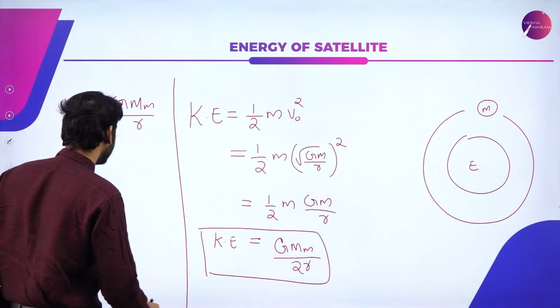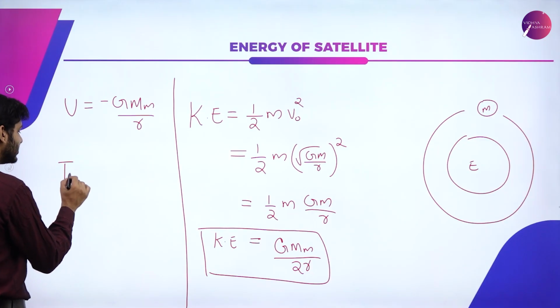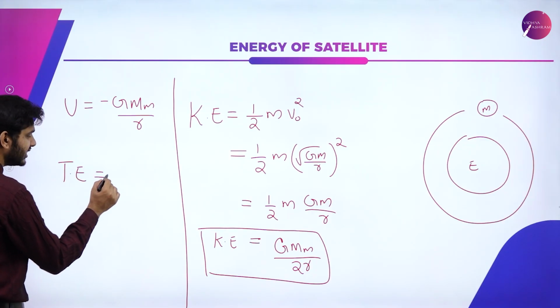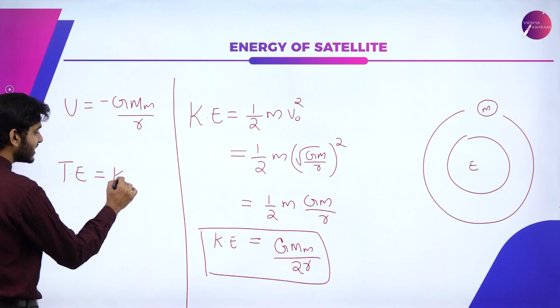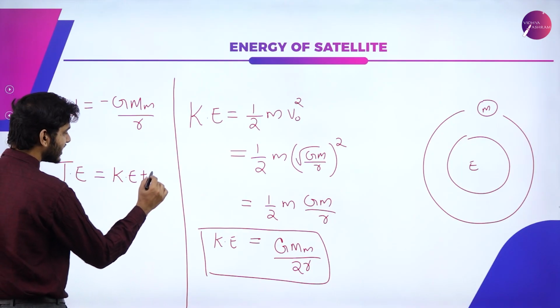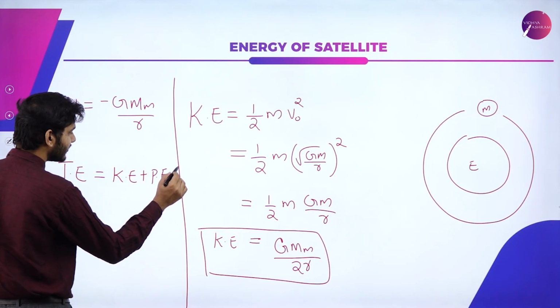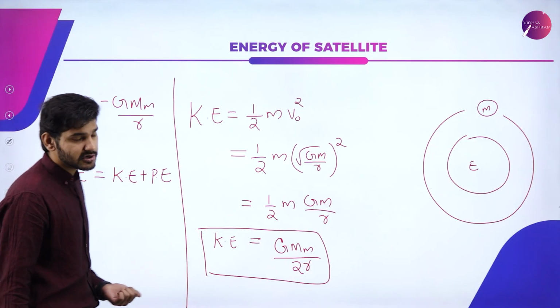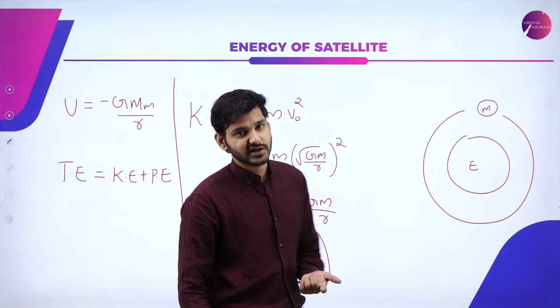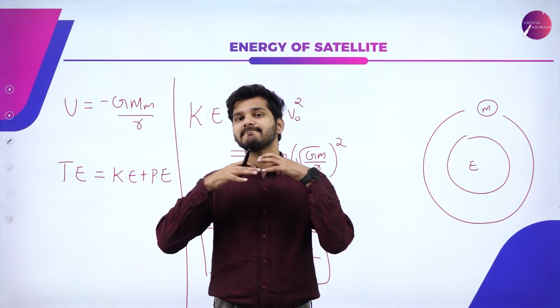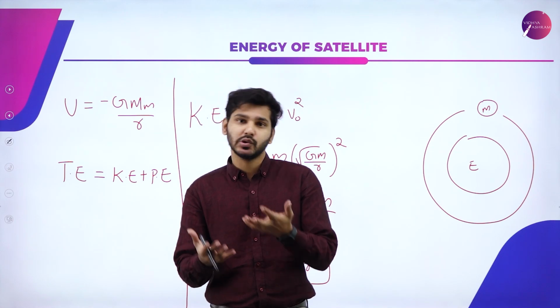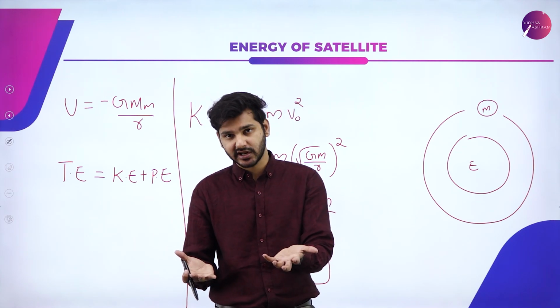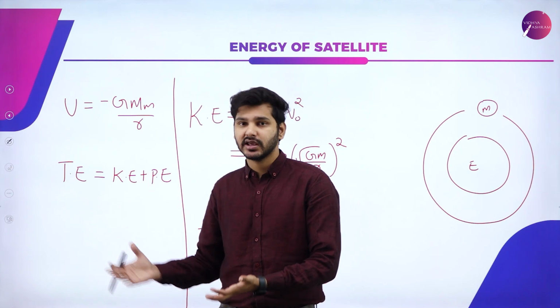So again, we do know that total energy TE is nothing but KE plus PE, or simply total energy is equal to kinetic energy plus potential energy. Again, don't get the misunderstanding that total energy is just kinetic and potential energy. Here we are only considering kinetic and potential energy.